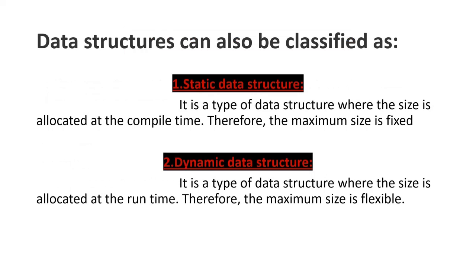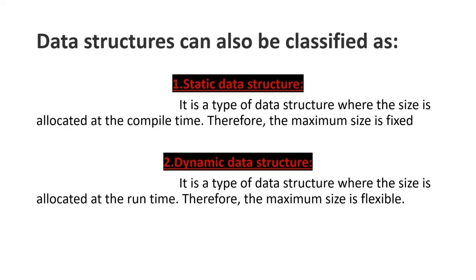Data structures are again classified into two types based on the compile time and runtime. Those two types are static data structures and dynamic data structures. Firstly, we have to discuss static data structure. The word static means at the compile time. The static data structure is defined as a type of data structure where the size is allocated at the compile time. Therefore, the static data structure has a fixed size.